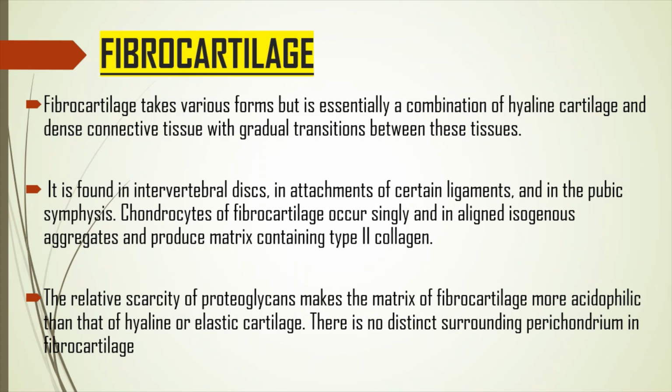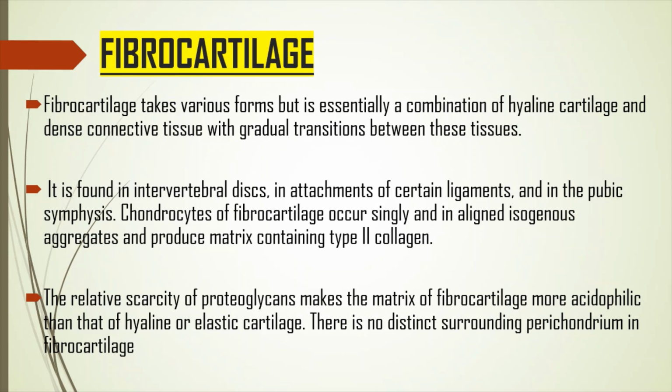There is no distinct surrounding perichondrium in the fibrocartilage. So the perichondrium is only found in the elastic cartilage and hyaline cartilage, but is not found in fibrocartilage.